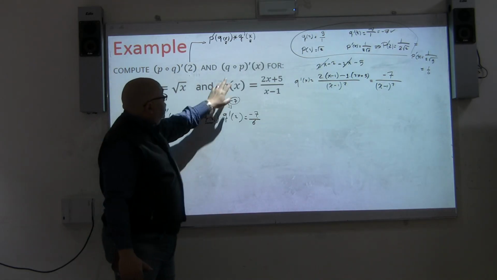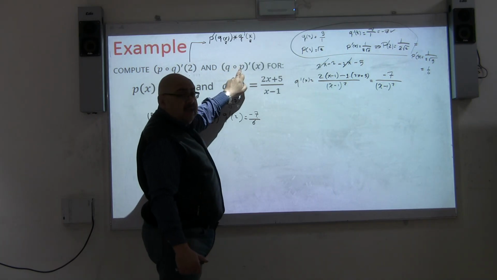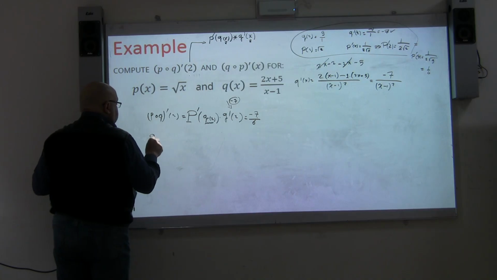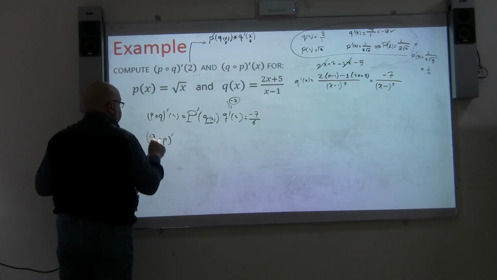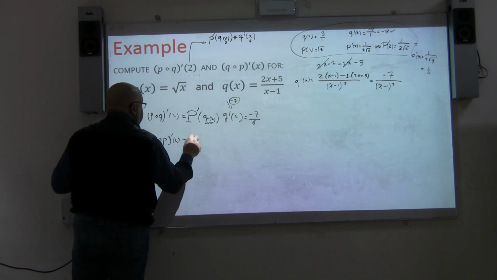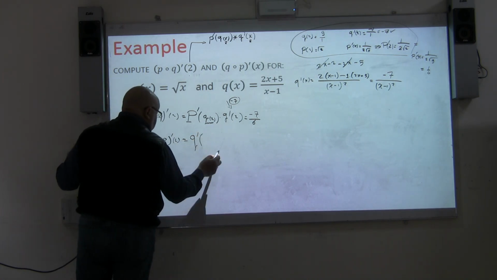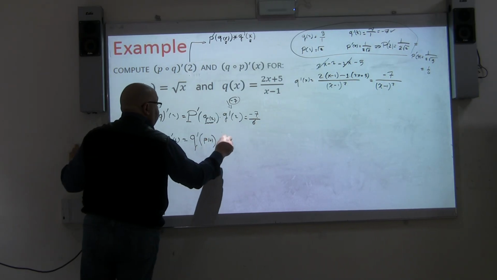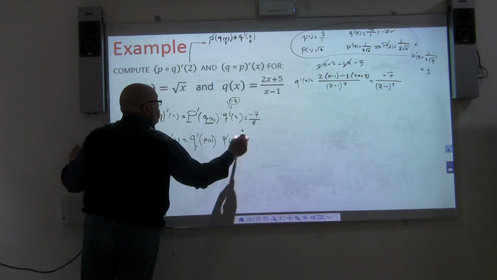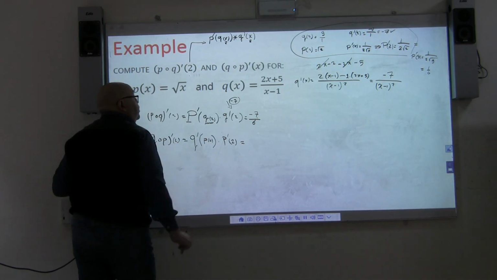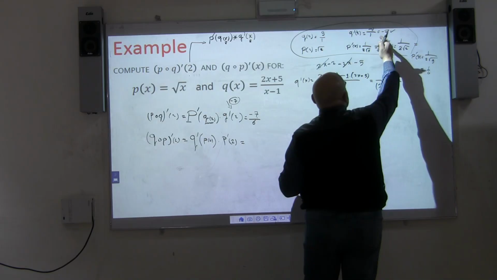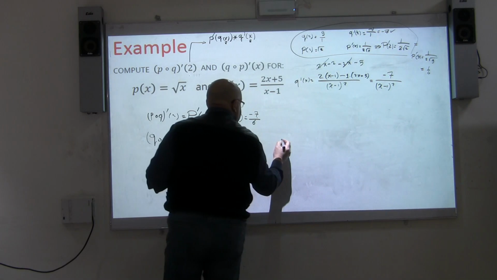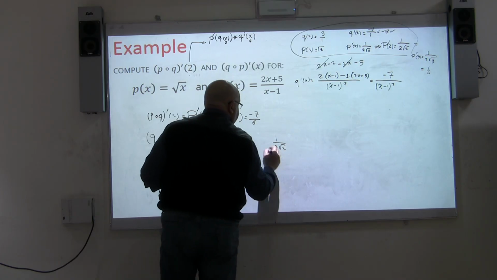If I want to get q composite b, it will be the same. So if I want to get q composite b dash at 2, it will be getting the first q dash of b at 2, then times the derivative of b dash at 2. If you remark, b dash at 2, we already have it. Where is b dash? Yes, here we go. b dash at 2 is going to be 1 over 2 root 2.